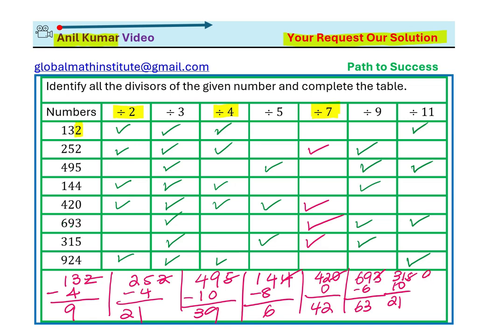924. So for 924, 4 twice is 8, take away 8 from 92, we get 84, and 7 times 12 is 84, so it works, correct? So these are all the numbers which are divisible by 7. You see that? So that is how we can complete our table. We have put the check marks only for those which are divisible by the given set of numbers, right? So I hope that makes sense.